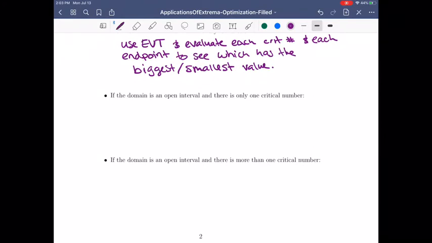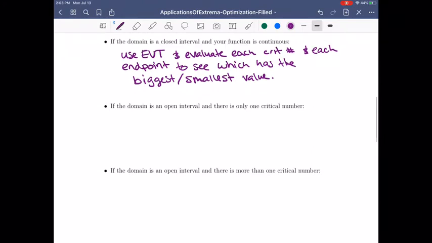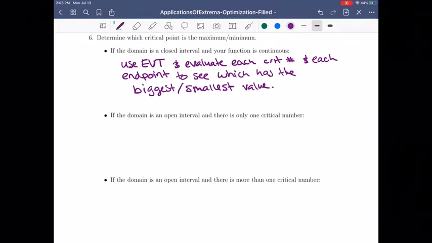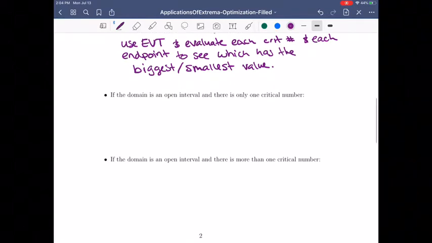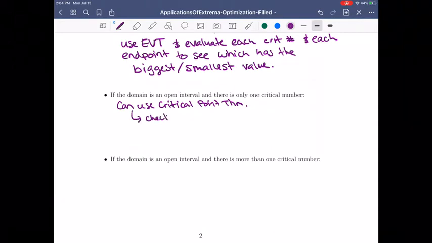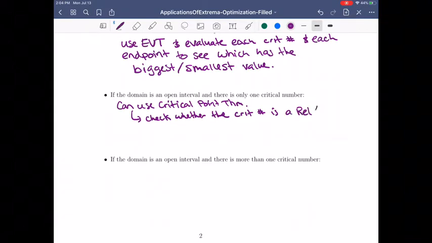Now, if you have a domain that's an open interval, you can't use the extreme value theorem. But if you have only one critical number, then you can do what we used in the previous one, and use the critical point theorem. Maybe I should just write it all down. So you can use the critical point theorem. When you do that, you just need to check whether the critical number is a relative max or min.